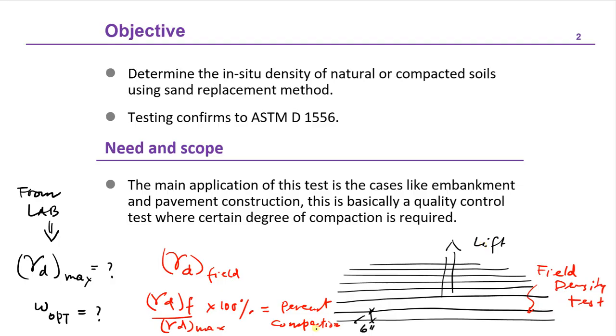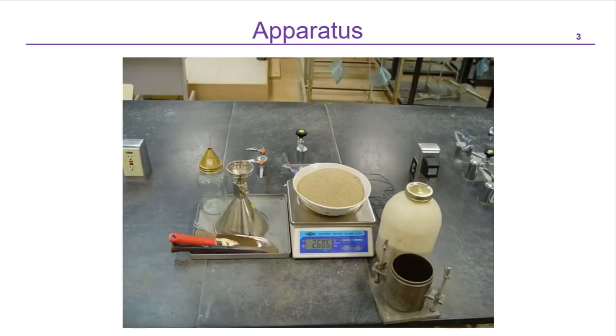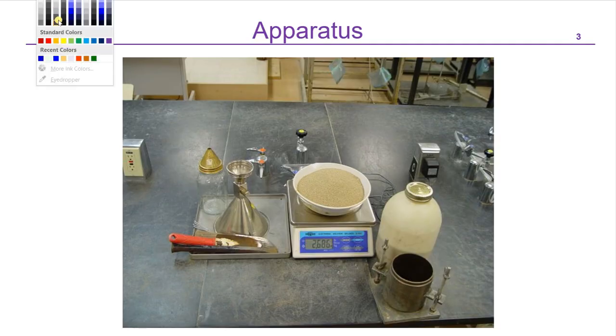Today in this class we are going to look at how to find out the field density. This test is also called the sand replacement test. These are the apparatus that we are going to need for this test, so let's look at them one by one.